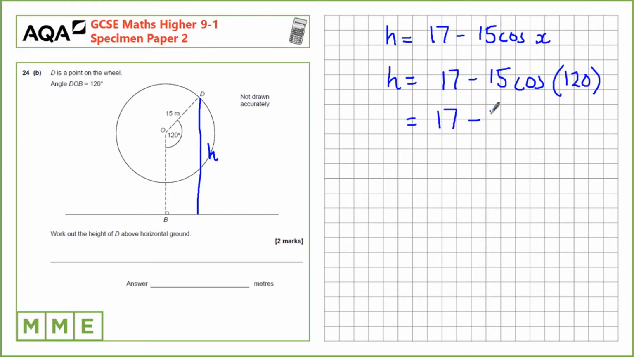Is 17 minus 15 times minus a half, which equals 24.5 meters.